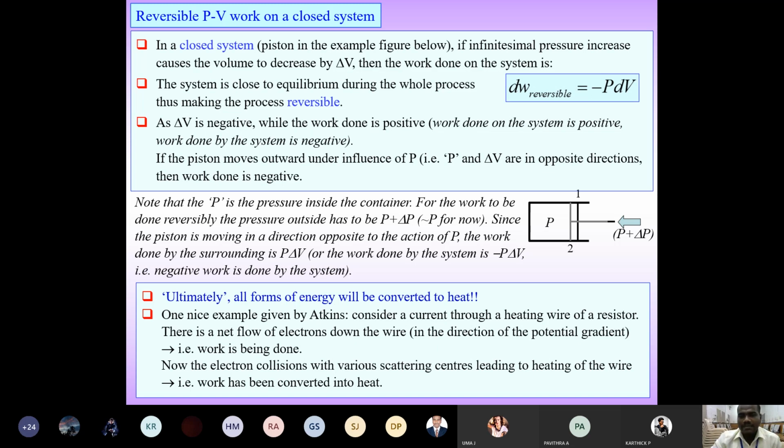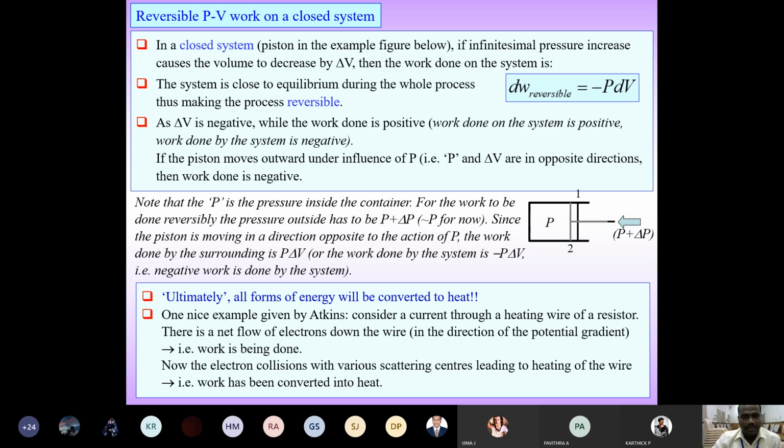The work done by the system is minus PdV, a negative. Here we have negative because the work is done by the system. So the system is doing work, so we have a negative formula, minus PdV. We can reverse it vice versa. If the work is done on the system, there will be a positive work done. If the work is done by the system, there will be a negative. So this is done by the system.